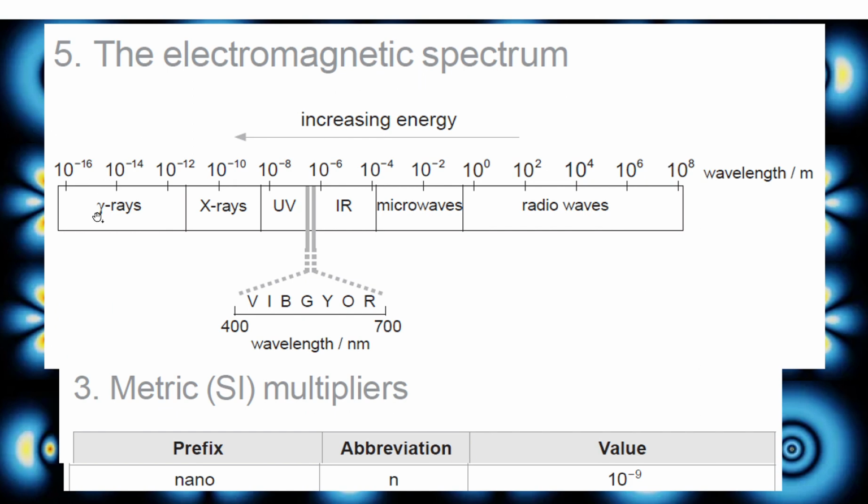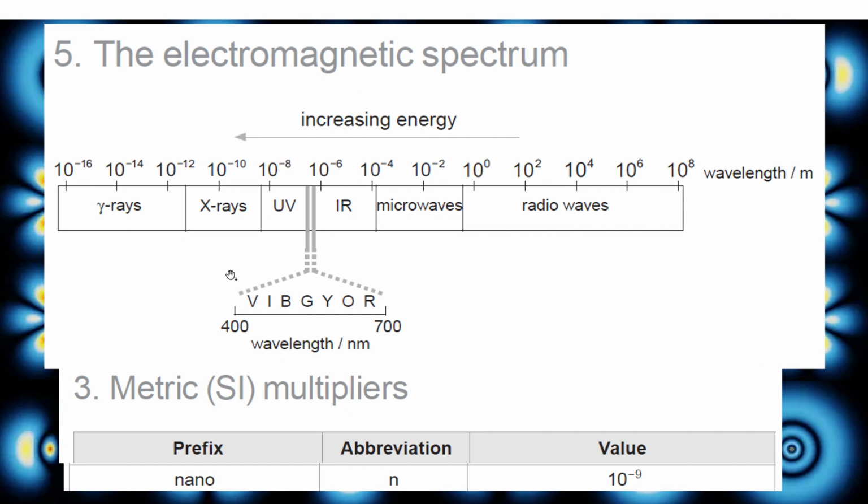From the data booklet, you will see the rough range of gamma waves. Wavelength is about 10 to the power negative 12 to 10 to the power negative 16 meter, and then so on, okay? And the visible light is here. You remember, the higher the energy, the higher the frequency, and the shorter the wavelength. So this part is the highest energy, okay?